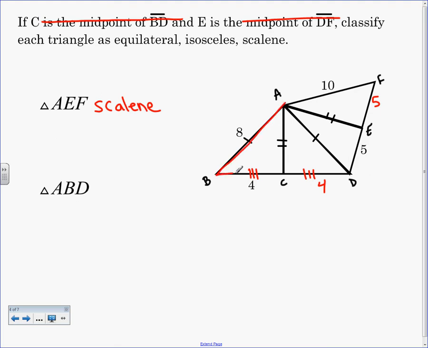Triangle ABD this time. Be very careful when you're looking at these, right? This is 8, which is the same as this one. They're both one tick mark, right? So they're both 8. Well, what's side BD though? 8. They're all the same, right? You have to be careful. So if they're all 8, then this is equilateral. Okay?